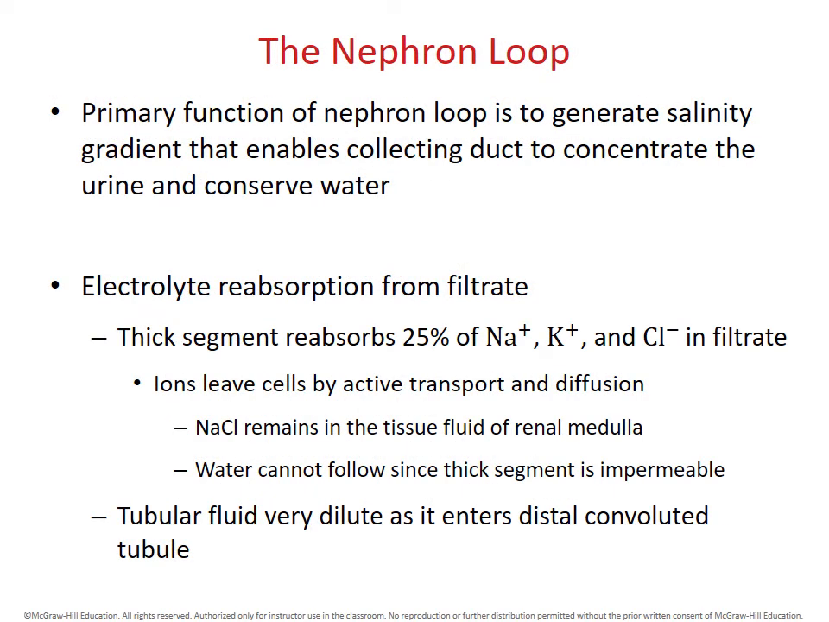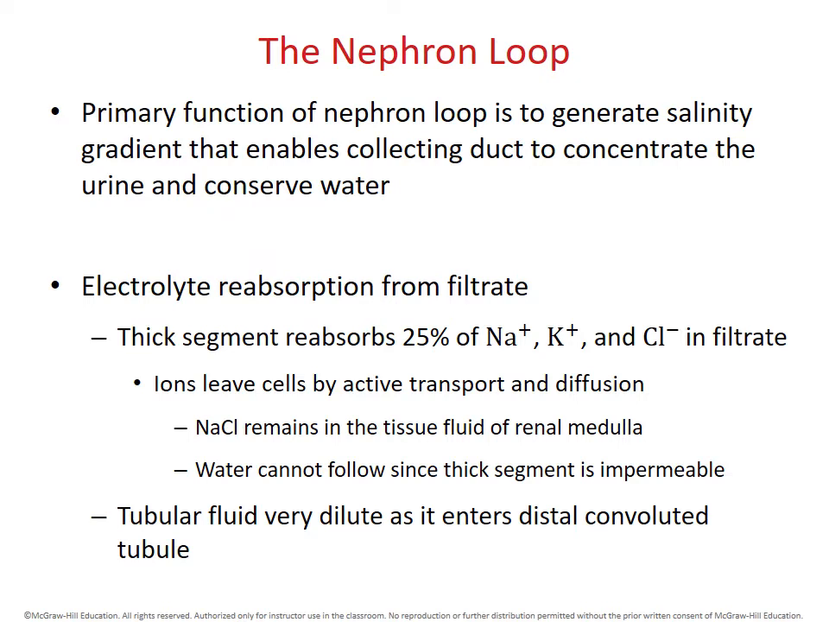Now, we've talked about what's happening at the proximal convoluted tubule. Let's talk a little bit about what happens at the nephron loop, or loop of Henle. And we're going to be very brief at this point in the video, and we're going to come back to the loop of Henle a little bit later, talk about more specifically how these things happen.